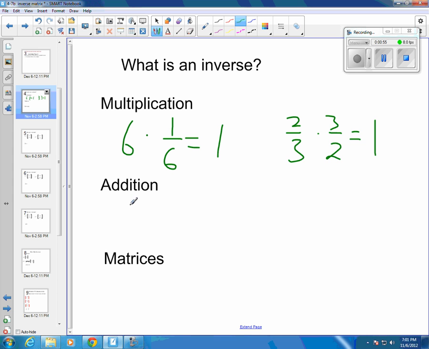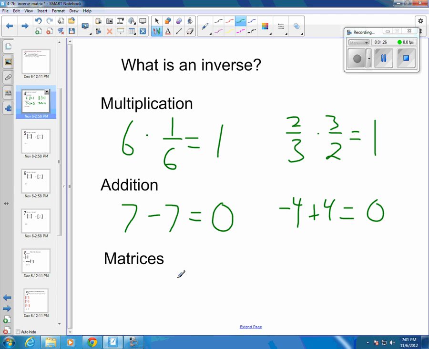Likewise, we've got addition. If we've got 7, then the additive inverse would be -7. When you take 7 minus 7, you get 0, and 0 is your additive identity, because when you add 0, you get yourself. I could also have -4, and the inverse of -4 would be +4, because when you add -4 and +4, you get 0. So we need a matrix that would give us the identity matrix when we multiply.